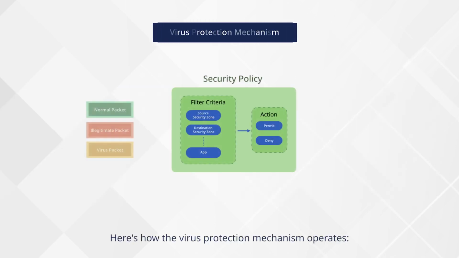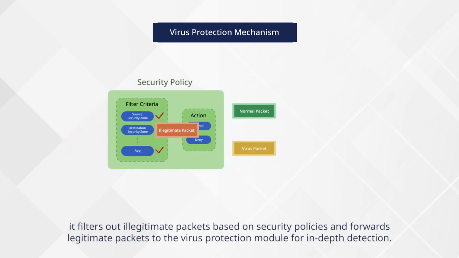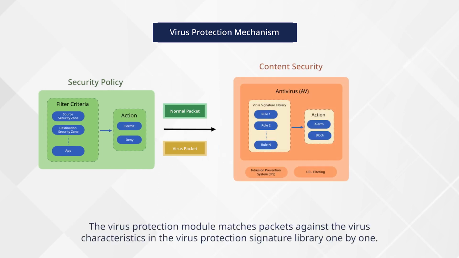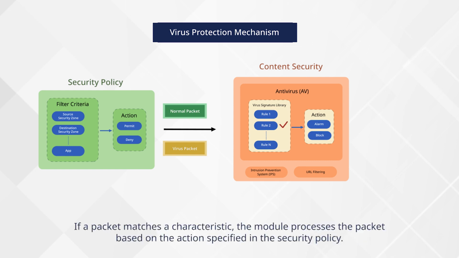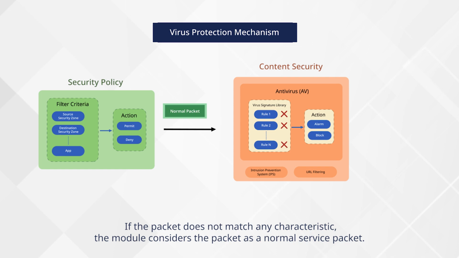Here's how the virus protection mechanism operates. After packets arrive at the firewall, it filters out illegitimate packets based on security policies and forwards legitimate packets to the virus protection module for in-depth detection. The virus protection module matches packets against the virus characteristics in the virus protection signature library one by one. If a packet matches a characteristic, the module processes the packet based on the action specified in the security policy. If the packet does not match any characteristic, the module considers the packet as a normal service packet.